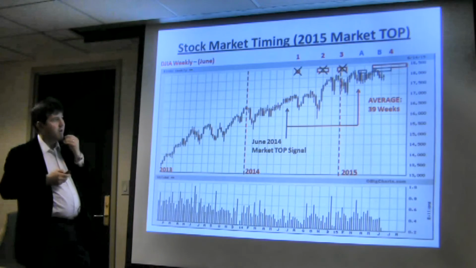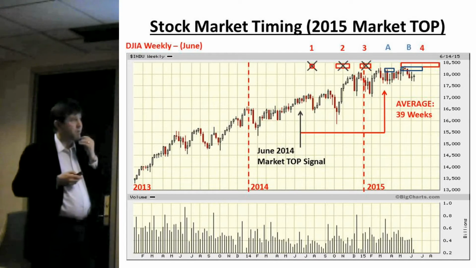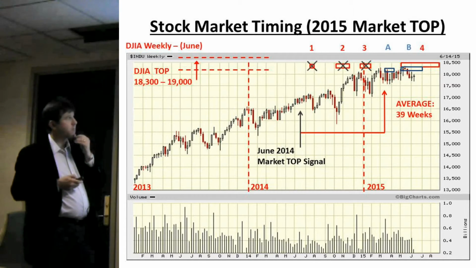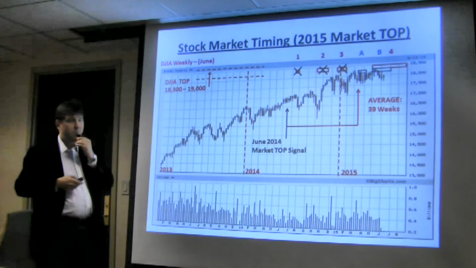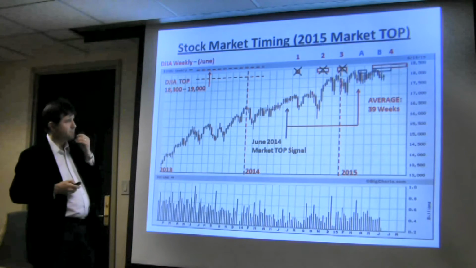The average time after that signal for a top is 39 weeks. It's about 48 weeks to that top, so it was within the range that I'd expect. The top was 18,351 in May, which was just inside the low end of the range which I'd given for the top back in June.